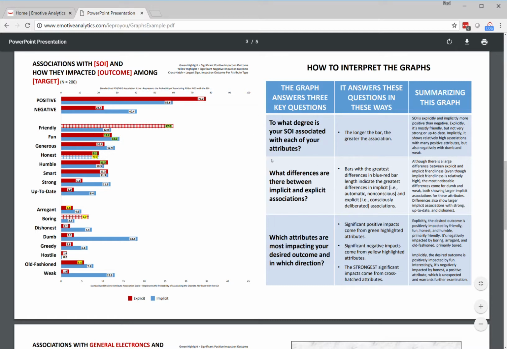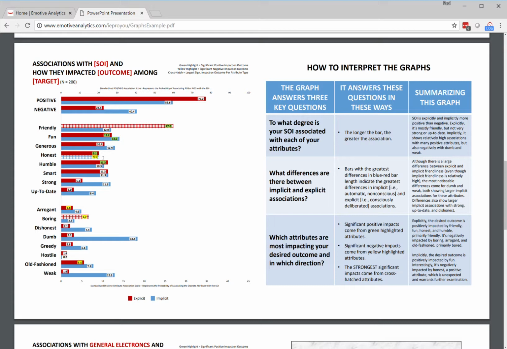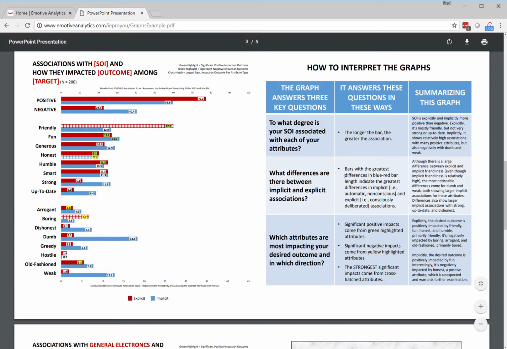What are the differences between the implicit and explicit associations, which may be of interest to you, because if you see something that is implicitly much higher than the explicit associations, for instance, dumb or weak in this example, those are associations that are hidden from conscious deliberation, and that may give you opportunities to leverage these associations, either getting rid of negative ones or seeing opportunities in the positive ones.